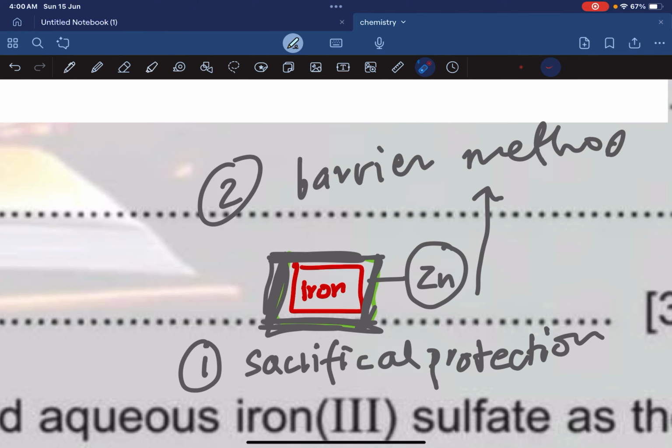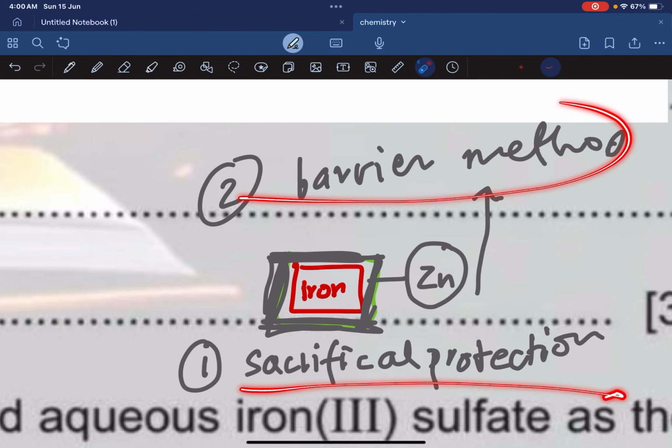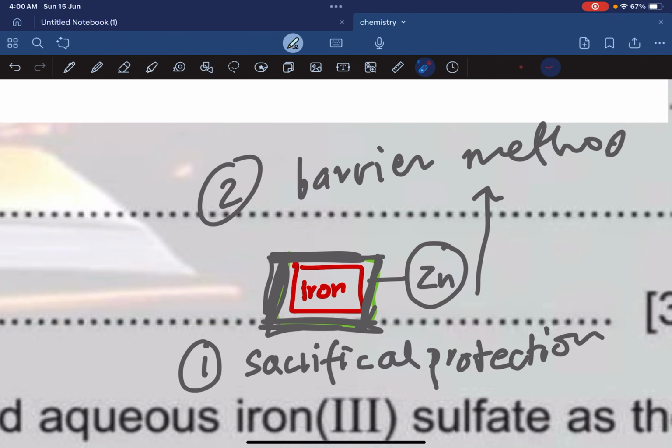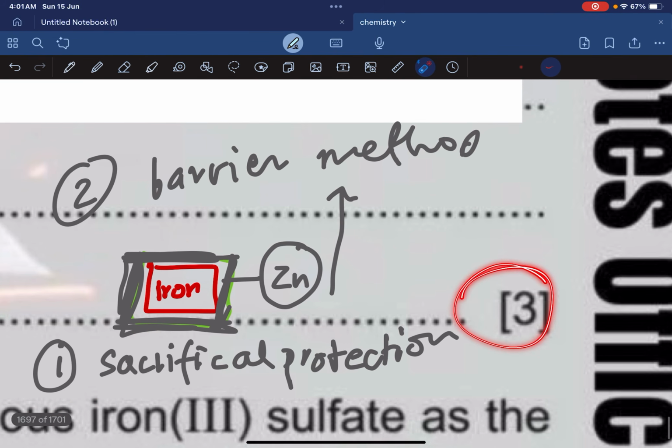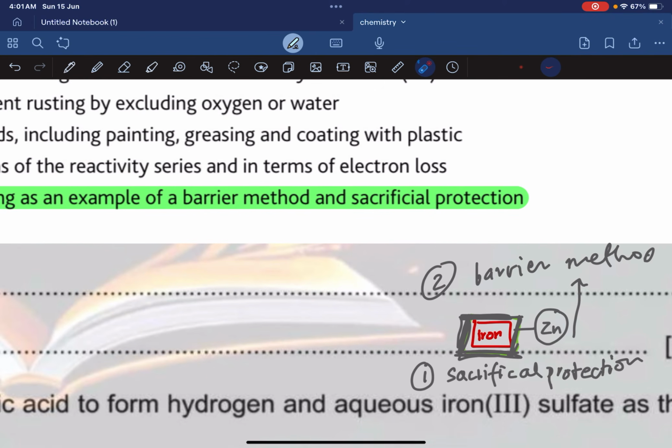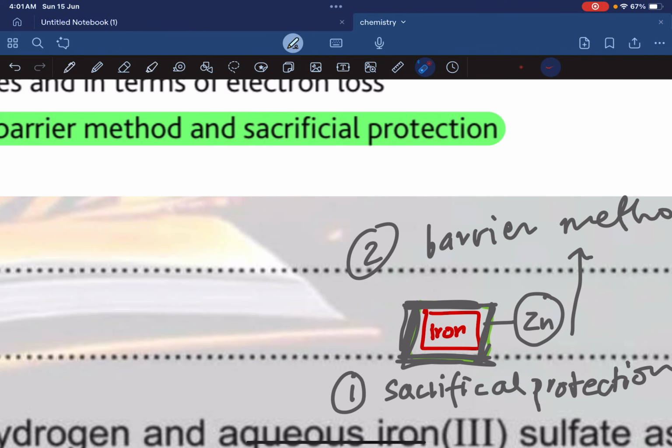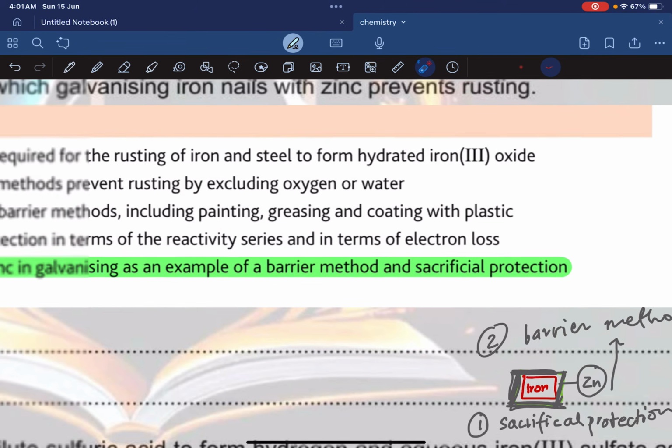You have shielded iron, firstly by sacrificial protection, and secondly by coating it with a layer that does not allow air and water to reach its surface, thus preventing rusting. So these were the 2 methods you had to write, and these were 3 marks. You could explain that the barrier method prevents air and water from reaching the surface, and sacrificial protection means that since zinc is more reactive, it has a greater tendency to form positive ions, so it reacts instead of iron. So that was simple.